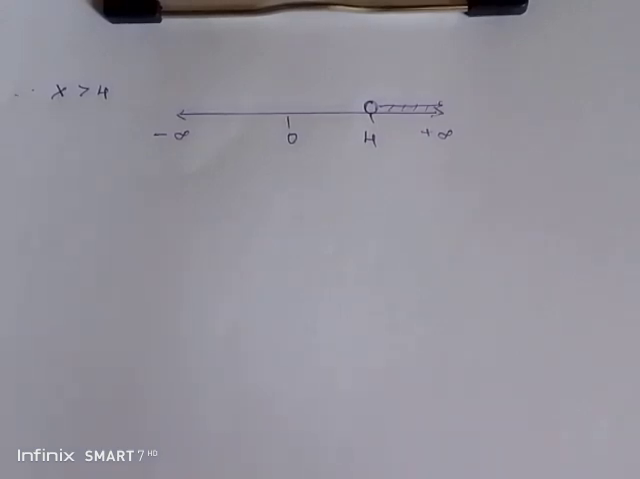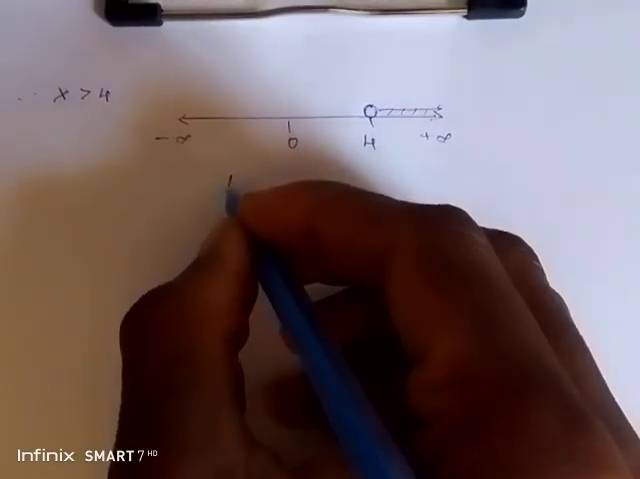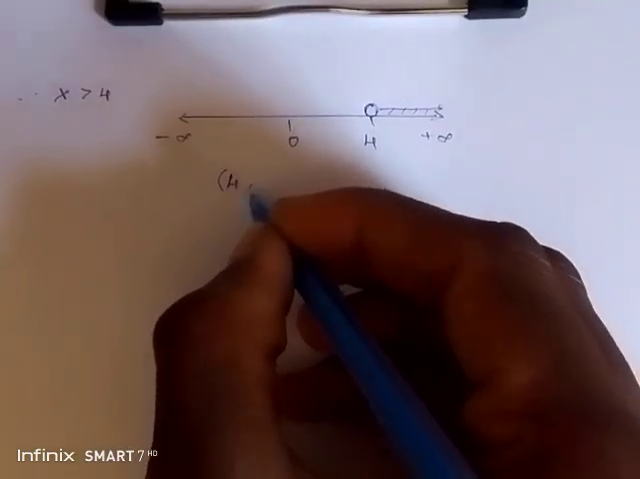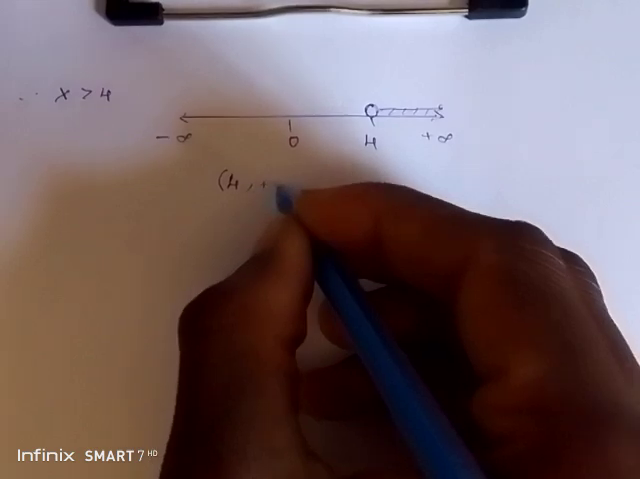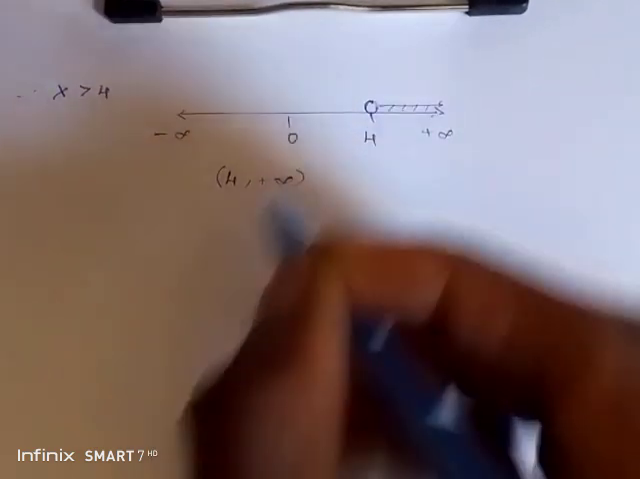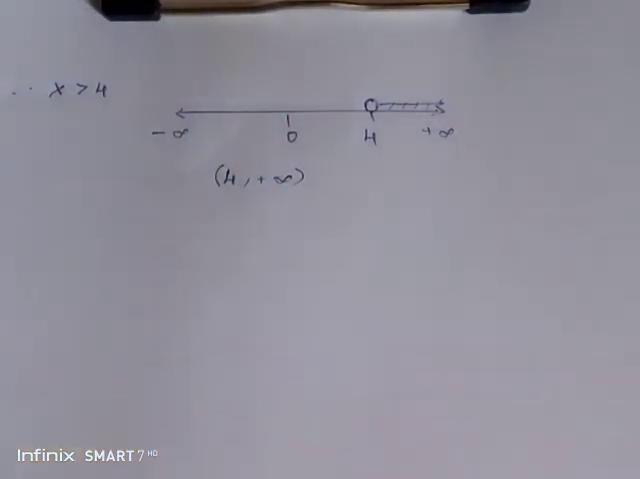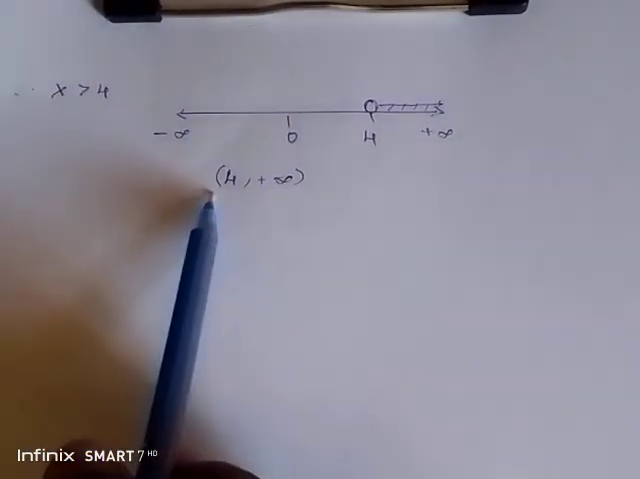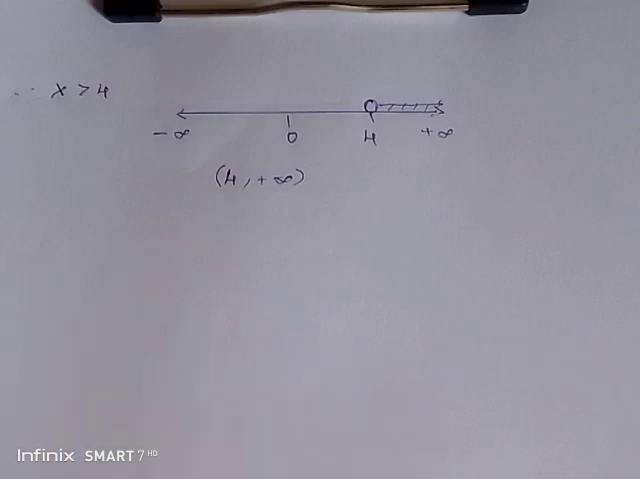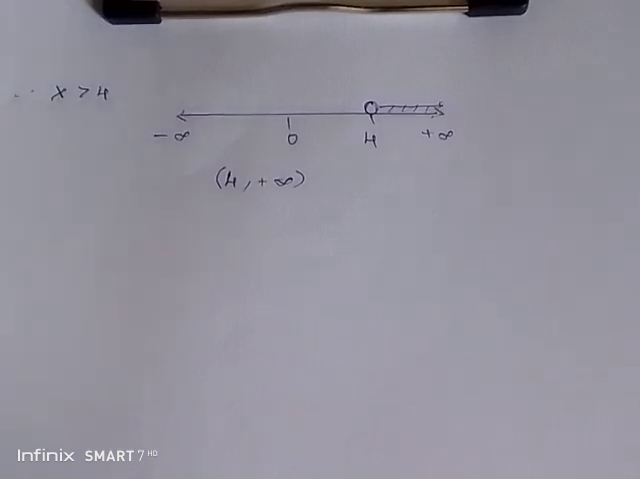So how can you write this in interval notation? We are going to say 4 like this, then all the way to positive infinity. For infinity, we use the open bracket, and for this one, we are going to discover ahead when we are going to use the square bracket. So this is how you display this in interval notation.